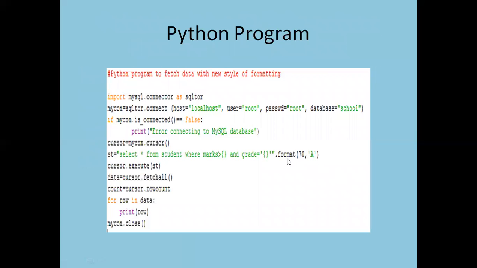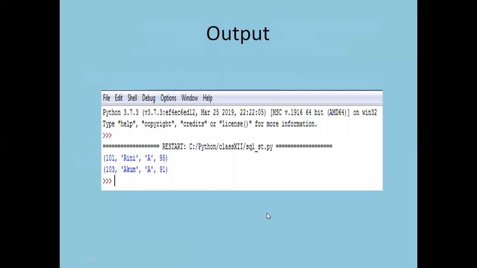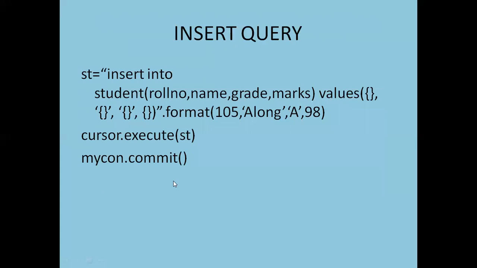Okay, so in format 70, I wanted to see all the students whose marks are greater than 70 and grade is A. Let's see how many students there are who have secured more than 70 and grade is A. The output will be the same, since only these two students have secured more than 70 and have grade A. So that will be the output.